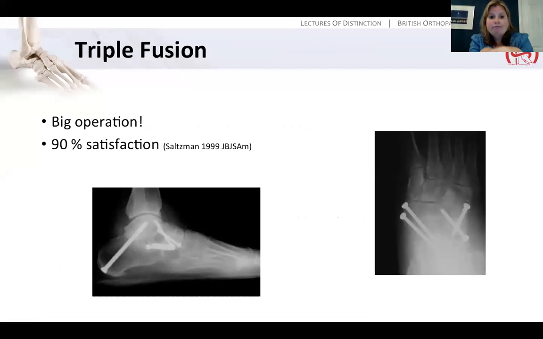So here are some post-op films of the triple arthrodesis. So you have your subtalar joint fusion, talonavicular and calcaneocuboid, and it's a big operation. It's not something you do regularly, but basically patients are generally very happy with it. And I think the reason for that is they've had such a deformed foot that's affected their gait that they're happy that although the foot is stiff, it's pain-free and they can get back to doing some of the activities that they like to do.